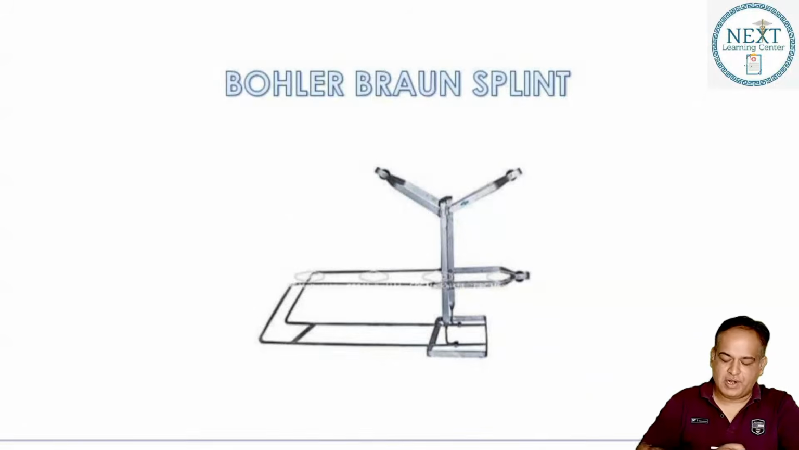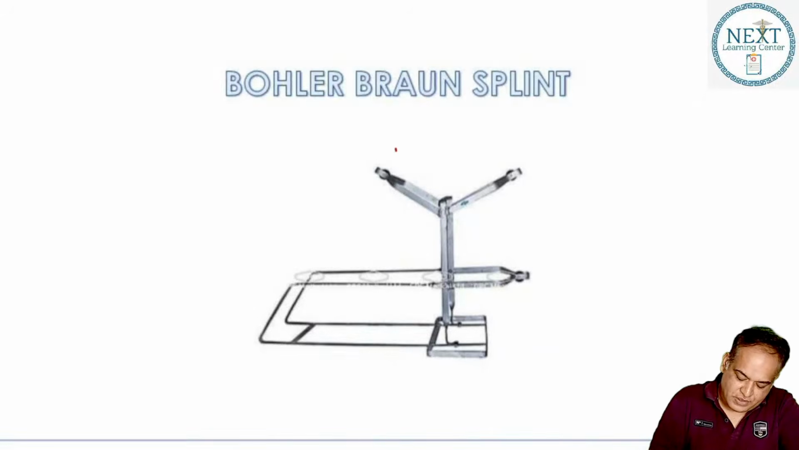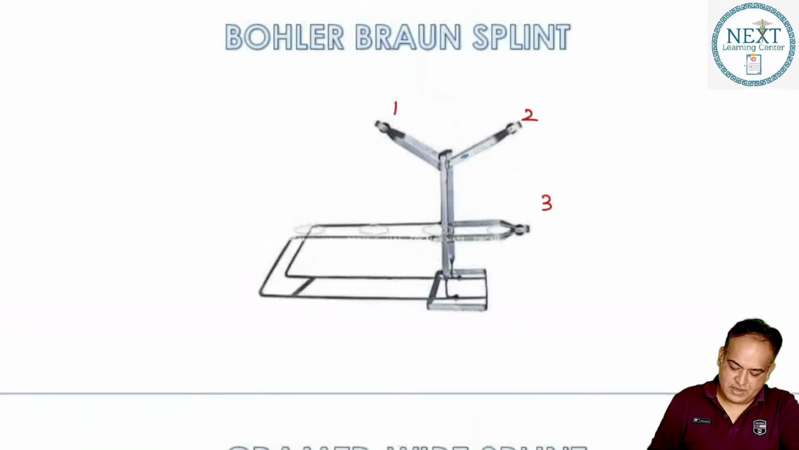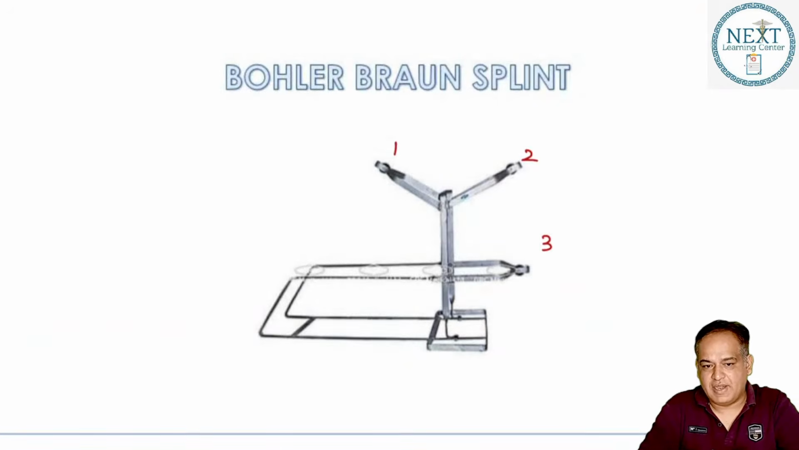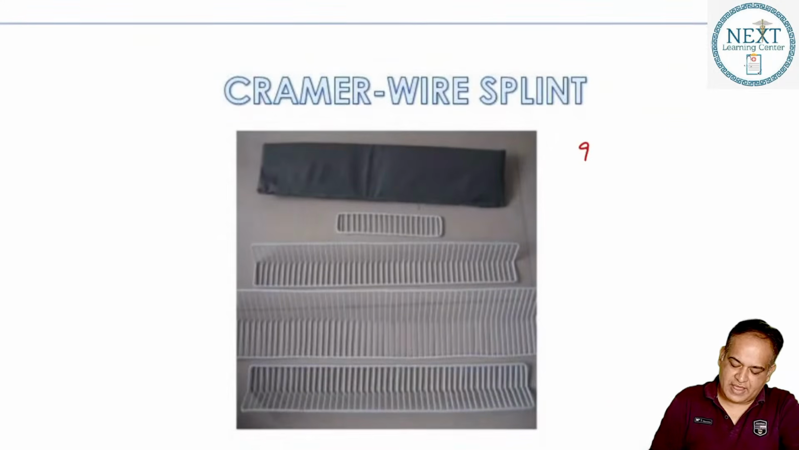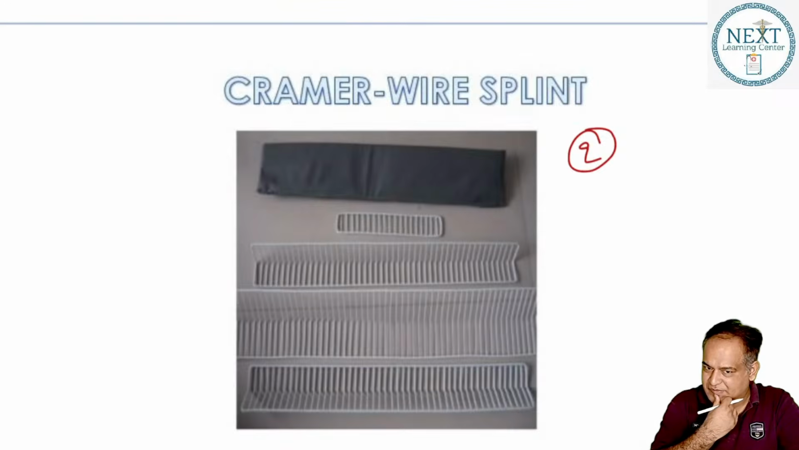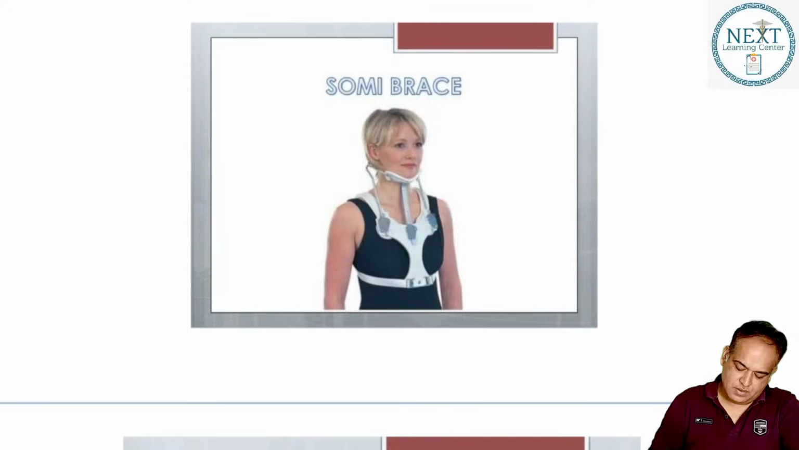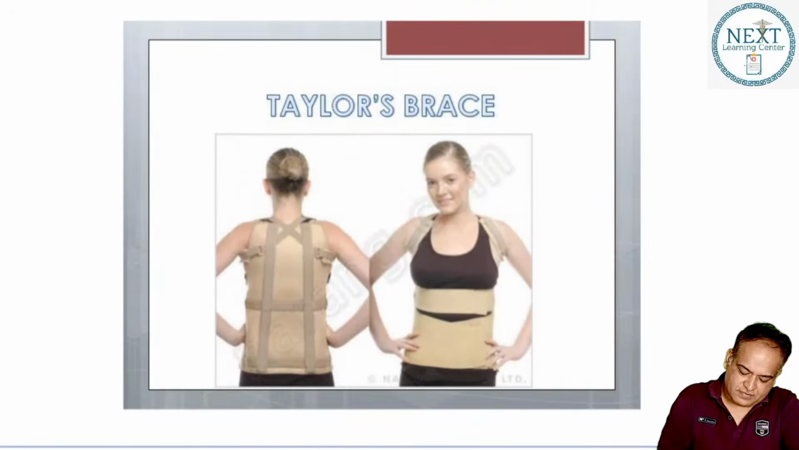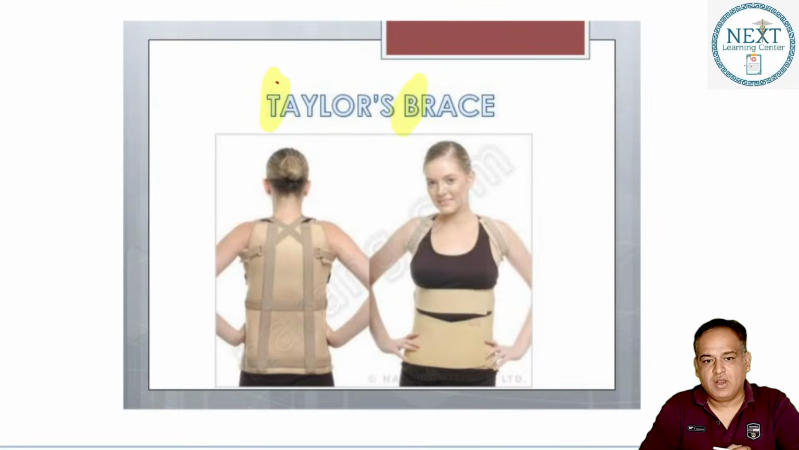Yes, Bowler Brown splint. When you see three pulleys, fine, that is Bowler Brown splint. Kramer wire, very very important. Kramer wire splint is used for temporary stabilization. Show me braces. Yeah, this is Taylor brace. T for Taylor, T for tuberculosis. Taylor brace.